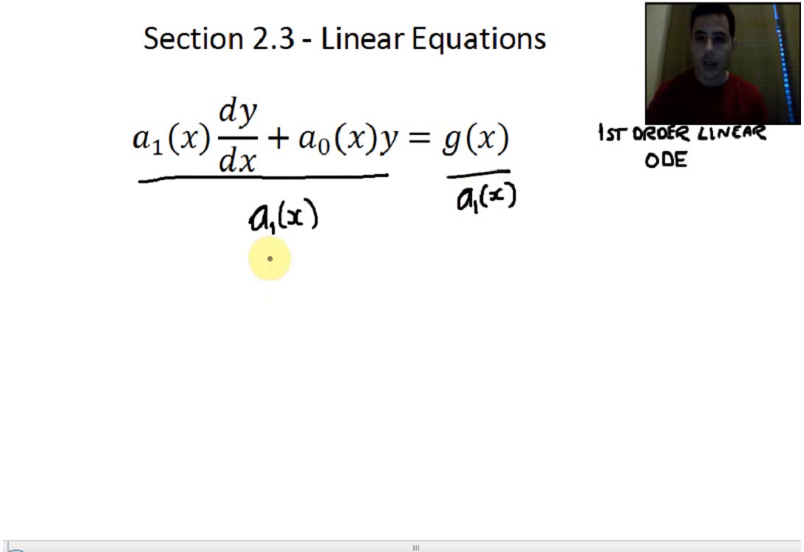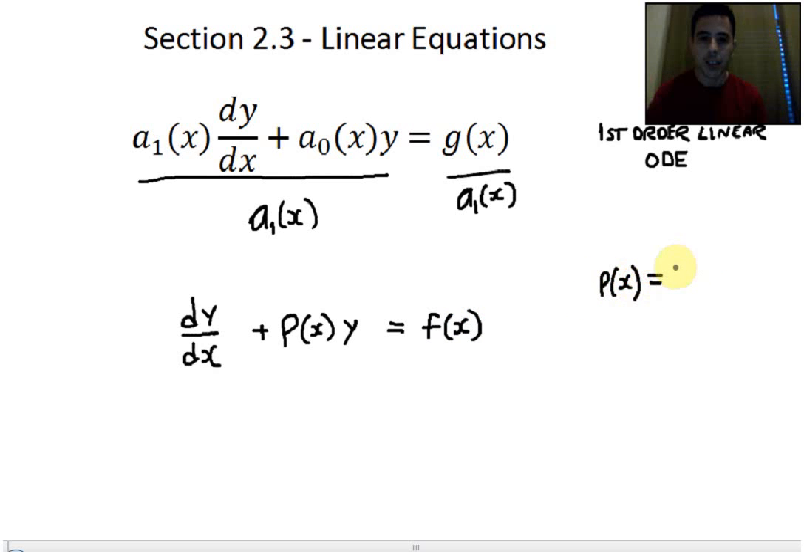Okay. So when we do that, we have a clean derivative here of y with respect to x, right, because these two cancel. And then a naught of x divided by a1 of x, that's still a function of x, so I'm going to call it p of x, and then y. And on the other side, g of x divided by a1 of x, that's still a function of x, so I'm going to call it f of x. Notice that p of x is a naught of x divided by a1 of x, and f of x here is g of x divided by a1 of x.